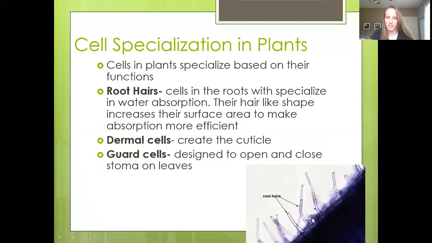And that's an example of root hairs down here, that's very zoomed in. And then you have dermal cells, which are cells that make up the outside of the plant. We'll talk more about that later. And then there's guard cells, which are cells that open or close the hole, which is called the stoma, in leaves in order to let gases in and out.